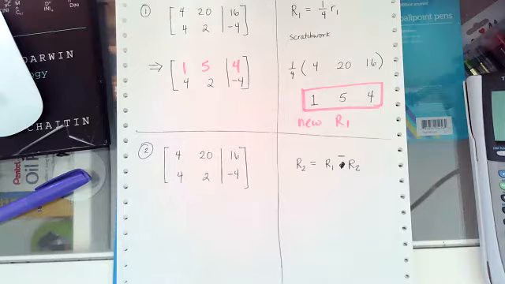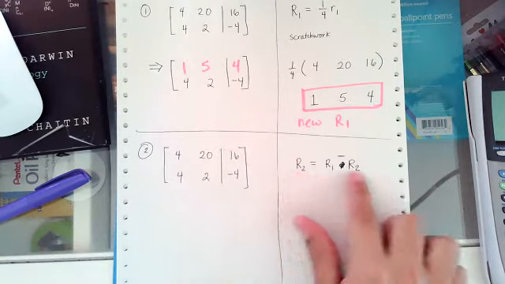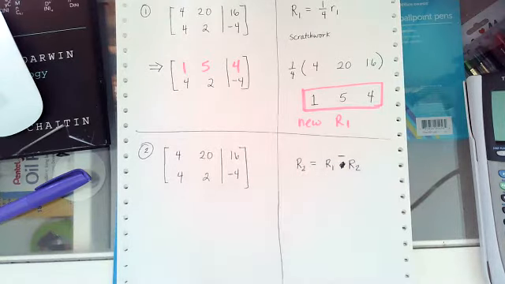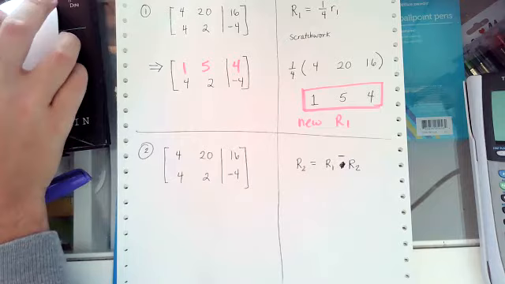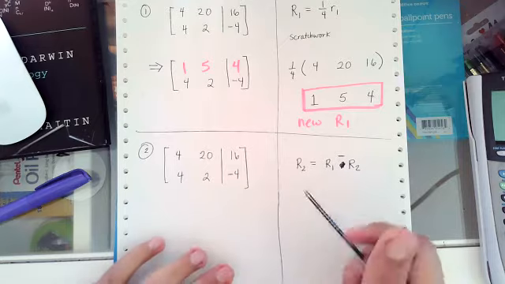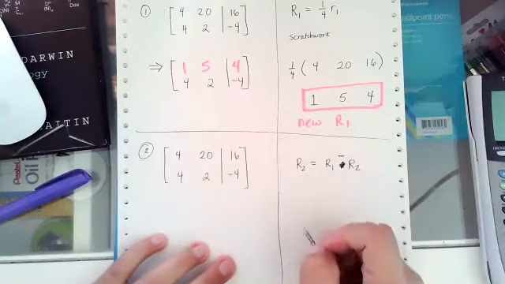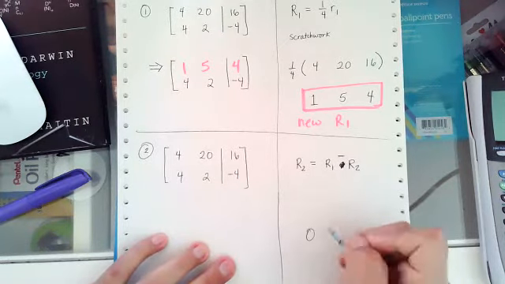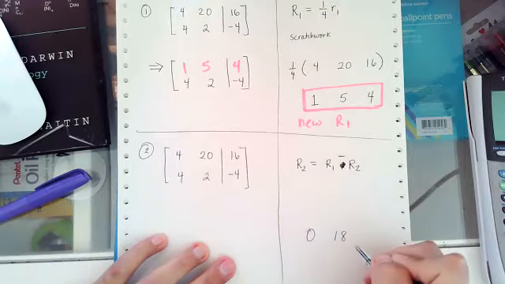Okay, does anybody have a solution or has completed this row operation? Or does anybody have questions about how to go about doing this operation? I have the new row 2. Yeah, what's your new row 2? 0, 18, 12.